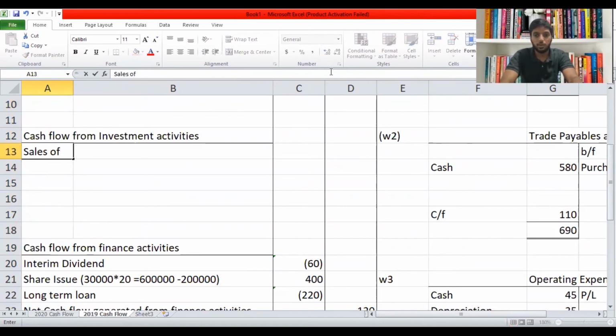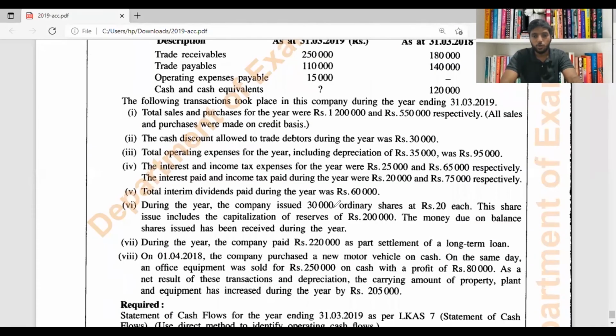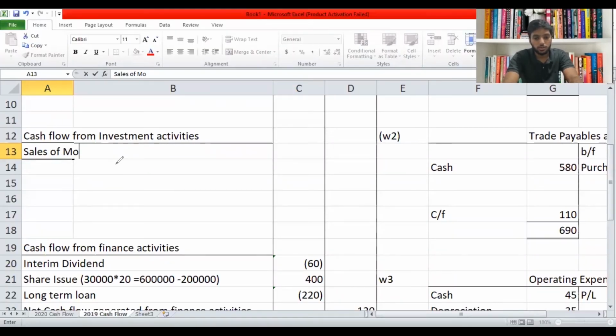Is there any other term in this question? Motor vehicle. So I'll write here sales on motor vehicle. What is the value we have sold it for? Or sold motor vehicle, whatever it is, you can write that. It doesn't matter. Like 250. But I just need to know the purchase of motor vehicle.